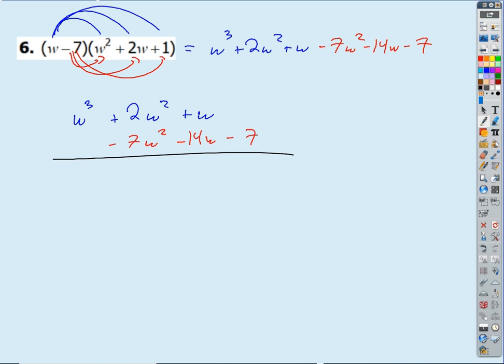Okay, so here we go. If I add all these up, I'm going to get w cubed minus 5. All I got to do is add the numbers up, right? Negative 5w squared. To my w's, I get negative 13 and a minus 7. Easy, right? Good little trick, okay?